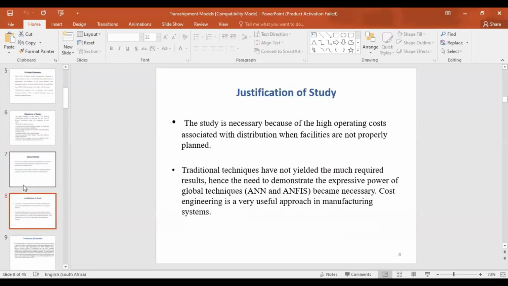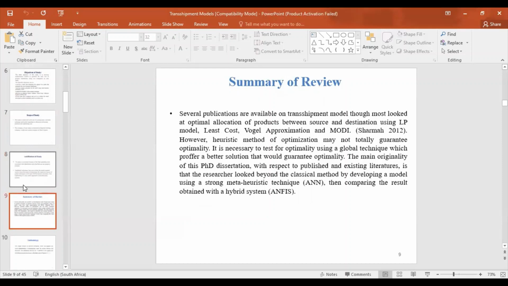The justification of the study is necessary because high operating costs are associated with distribution of products when facilities are not properly planned. And the traditional heuristic techniques used in time past have never offered a good solution. Most of them are based on rule of thumb, and there is therefore need to look out for a much more robust algorithm. And in this study, we're looking at the artificial neural network and a hybrid algorithm that's a breed of neural network and fuzzy inference system, with the hope of optimizing costs in the manufacturing systems.